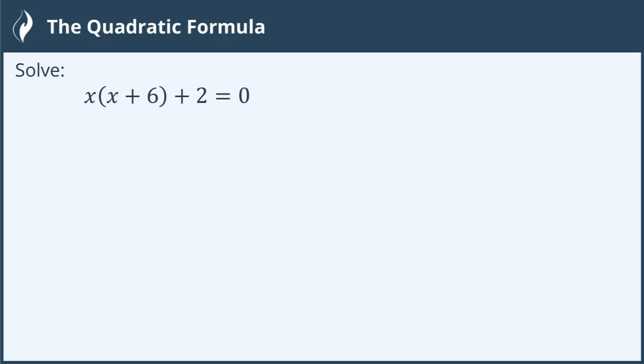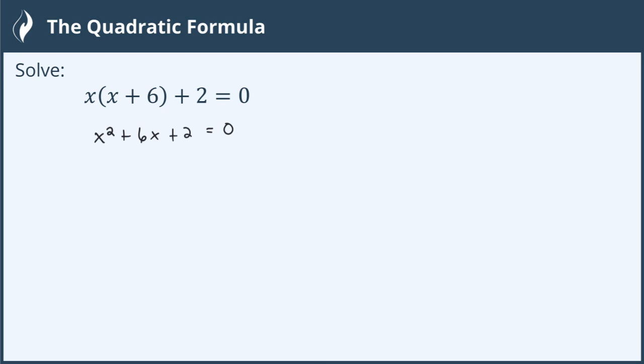Okay, so the first thing we've got to do is get this into some kind of format that we can use the quadratic formula on. The first thing I'm going to do is distribute my x here. So x times x is going to give me x squared. x times my 6 is going to give me plus 6x. And then we're going to have our plus 2 equals 0.